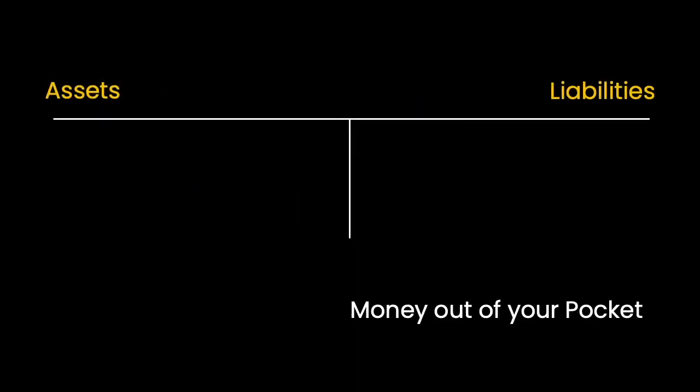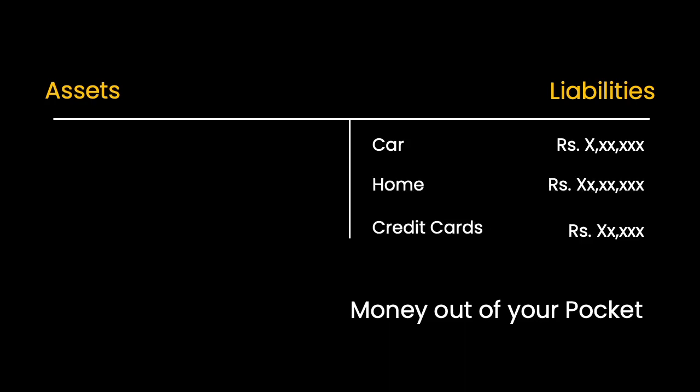Liabilities, as we know, are things that take money out of your pocket. So list down all the liabilities that you have and correspondingly put down the expenses that you incur towards these liabilities every month. So for example, if you own a car, the value of the car will appear in your liabilities column, and any cost associated with it, including especially the EMI component against the loan, will appear in your cost column.